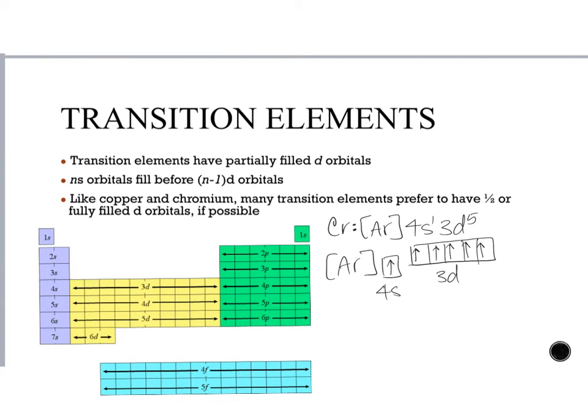It's easier to visualize looking at the orbital box notation. You should have 5. Notice it's half filled now, and that actually lowers the energy. That's why that happens. So an electron was taken from here and added to the 3d sublevel. Keep that pattern in mind as you're being tasked with filling out electron configurations.